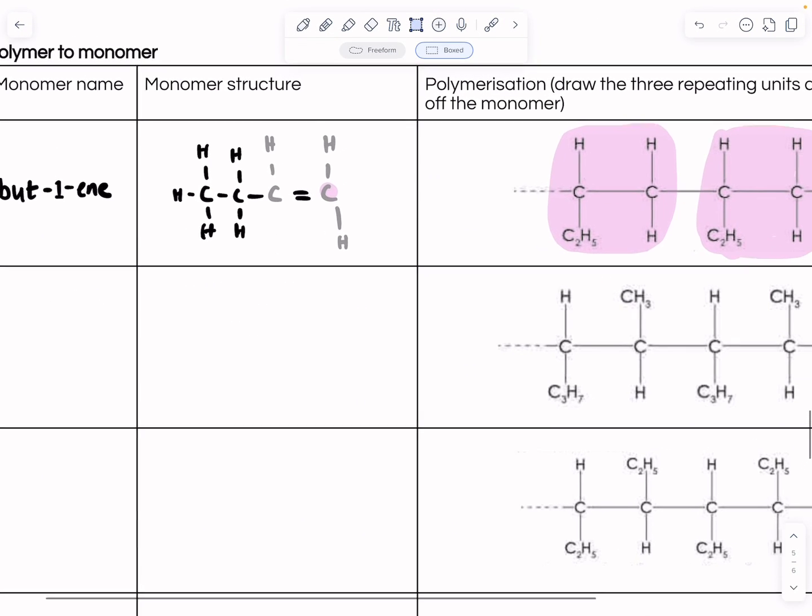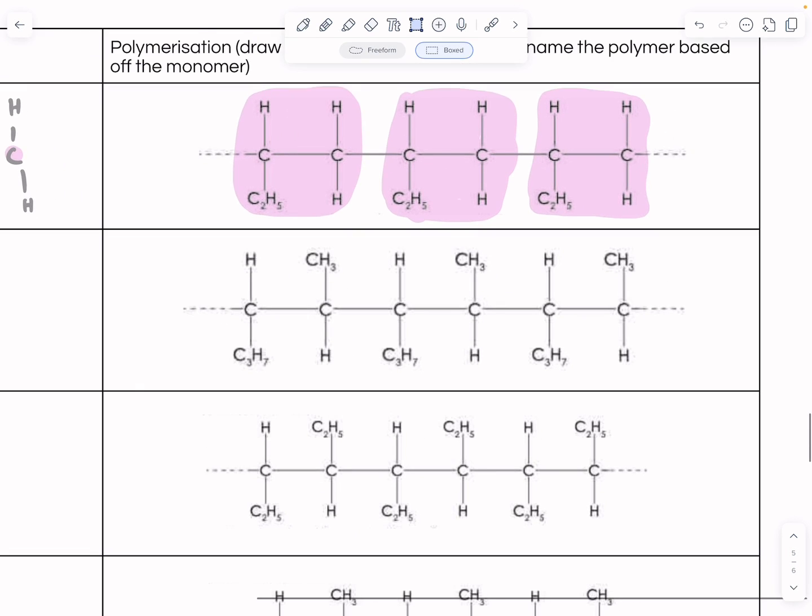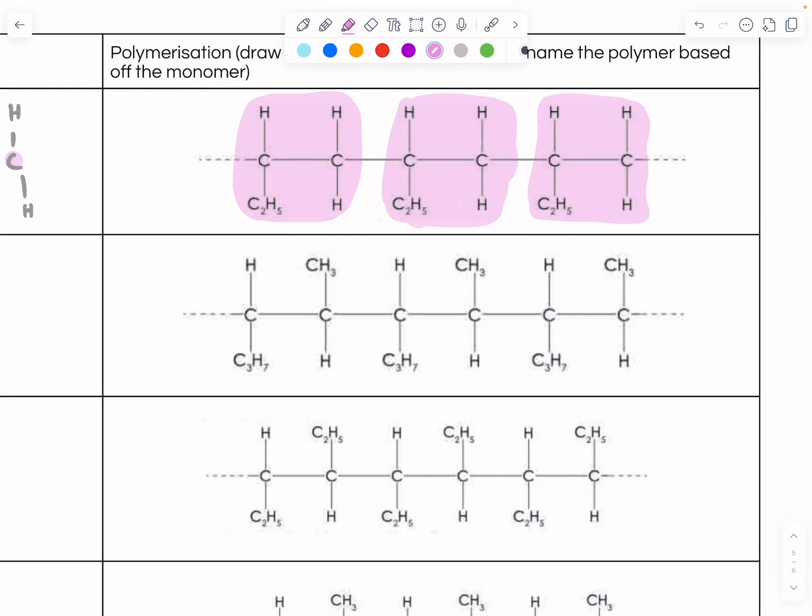So the next thing that we want to do is look at this one over here. Let's identify the repeating unit. See if you can do it. Otherwise, continue watching the video to find out what to do. This is one repeating unit, and we know that this is a repeating unit because it restarts as the same pattern over here and here.